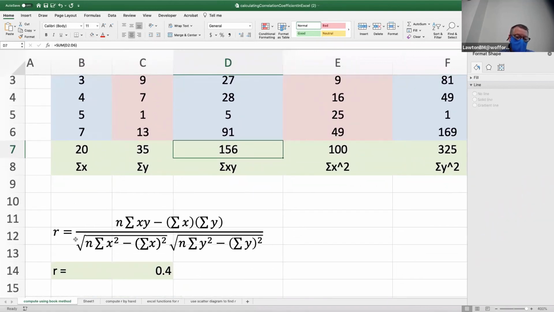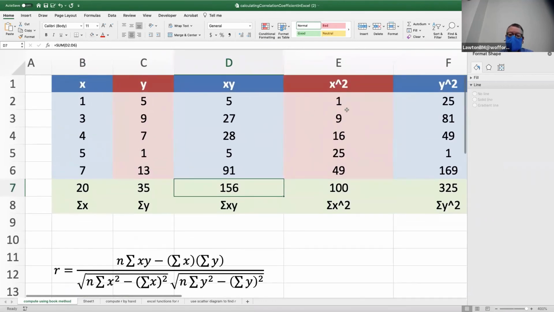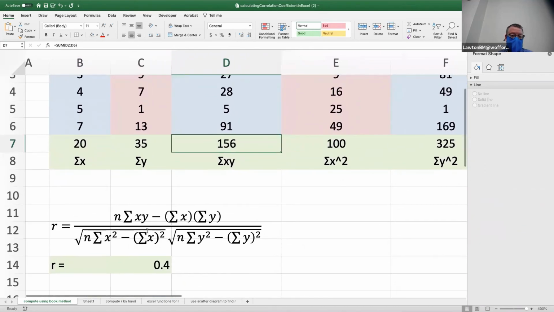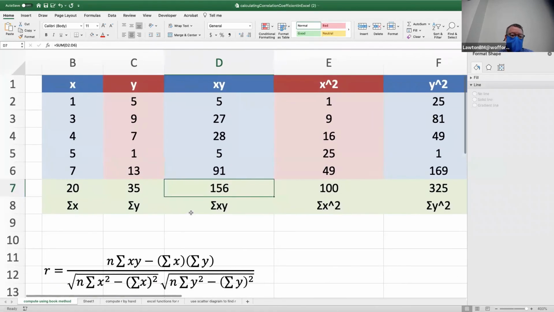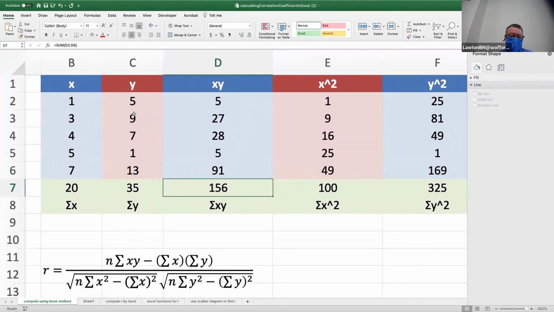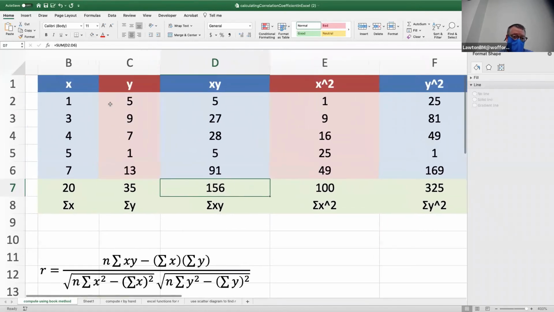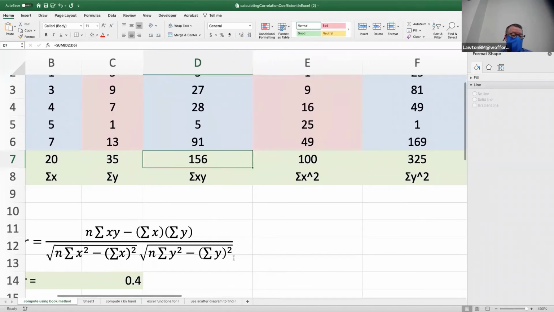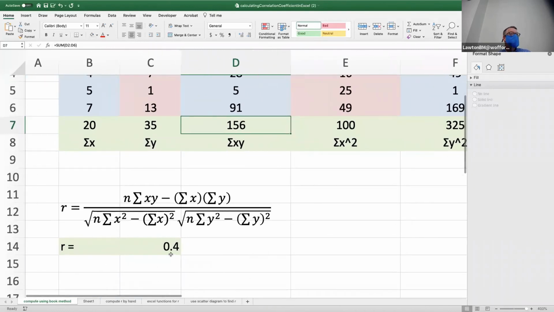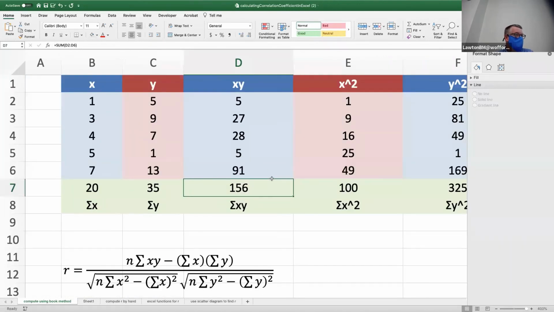Then over the square root of n, which is 5, times the sum of x squared. So I came over here and I squared the x's and added those up, which is 100, minus the sum of x, which is 20, squared, which is 400, times the square root of n, which is 5, times the sum of y squared. So take each y, square it, add those up, minus the sum of y, which is 35, and then square that number. If you do all that, you get 0.4. Yay. Okay. That's a horrible way to compute the correlation coefficient.